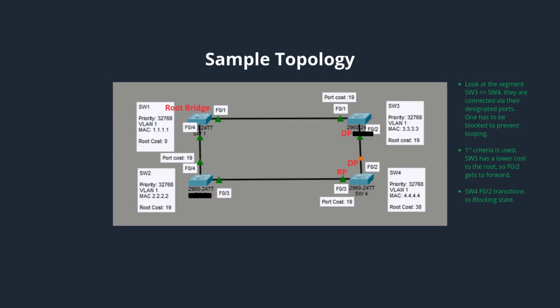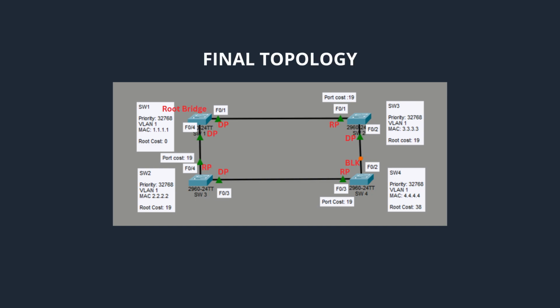Since SW4 has the higher cost, 38, versus 19, SW4's F0/2 transitions to blocking state, marked as BLK in red. This breaks the loop while maintaining redundancy. If SW2 or the link between SW4 and SW2 fails, STP will reconverge and activate that blocked port on F0/2, routing traffic through SW3 instead. This is the beauty of STP, automatic loop prevention with built-in redundancy.